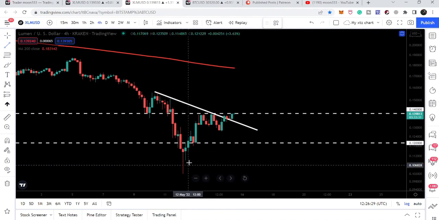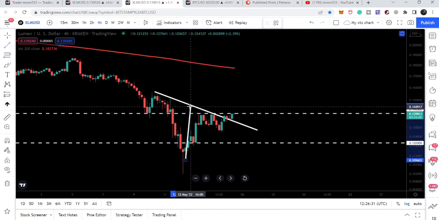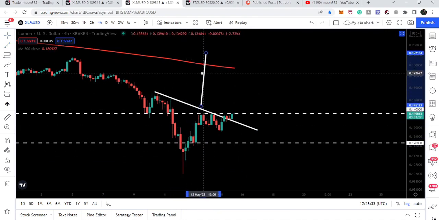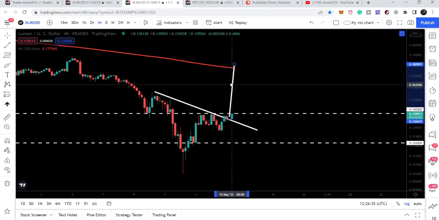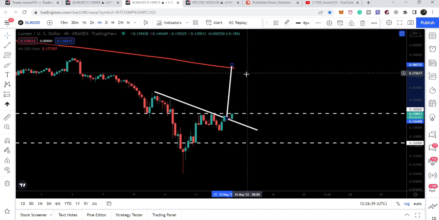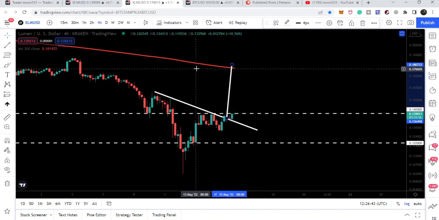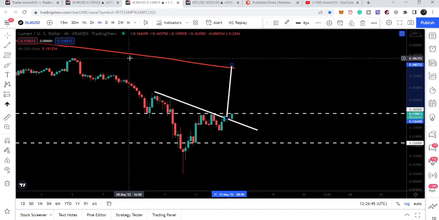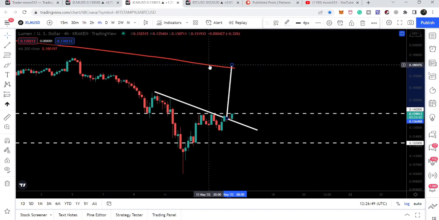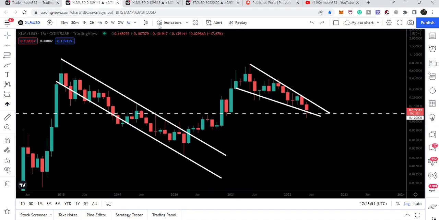Let me show you the target for this head and shoulder pattern. That will be approximately here, because we are breaking out from here. That is showing us the projection up to 18 cents, and exactly there we have the 200 simple moving average resistance as well on this 4-hourly time frame chart, and almost at the same level we will have the resistance of the bigger wedge.